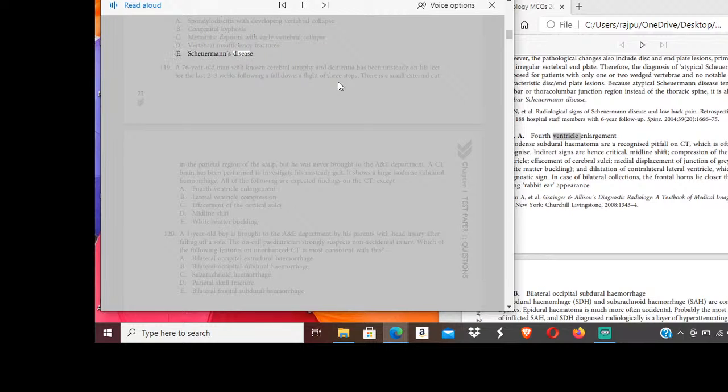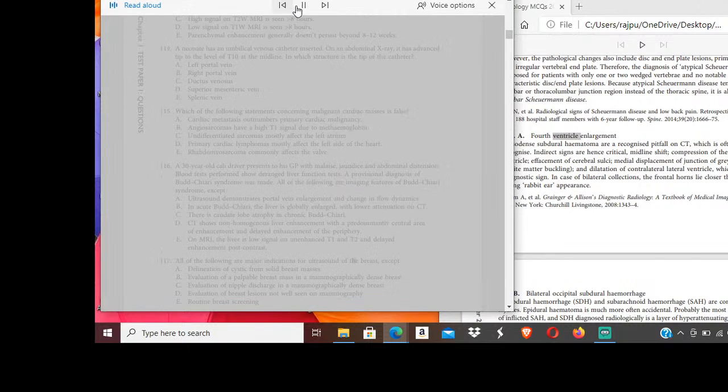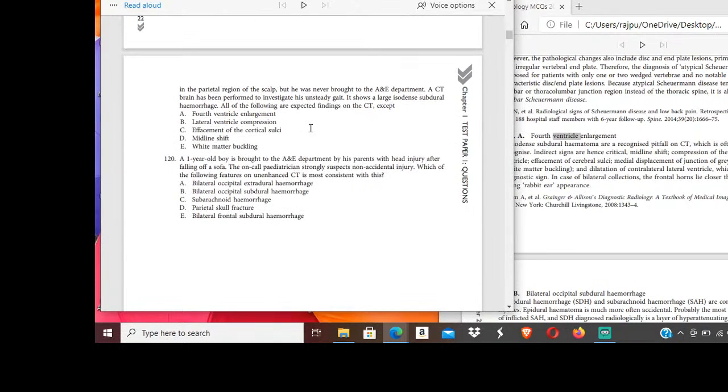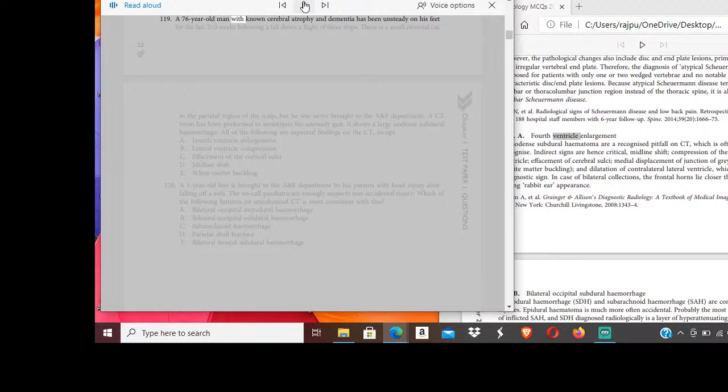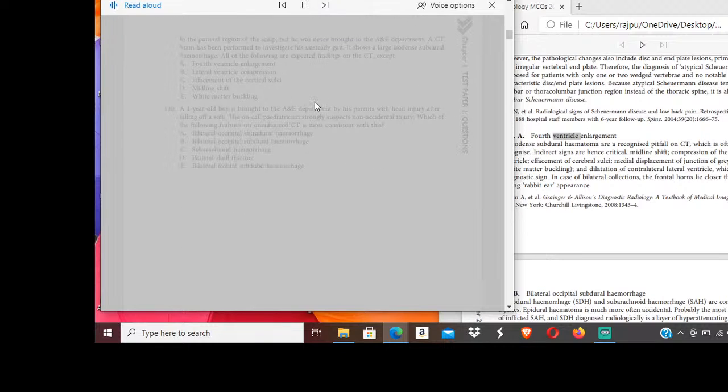Scheuermann's disease. 119. A 76-year-old man with known cerebral atrophy and dementia has been unsteady on his feet for the last 2-3 weeks following a fall down a flight of 3 steps. There is a small external cut in the parietal region of the scalp, but he was never brought to the A&E department. A CT brain has been performed to investigate his unsteady gait. It shows a large isodense subdural hemorrhage. All of the following are expected findings on the CT, except A. Fourth ventricle enlargement. B. Lateral ventricle compression. C. Effacement of the cortical sulci. D. Midline shift. E. White matter buckling.